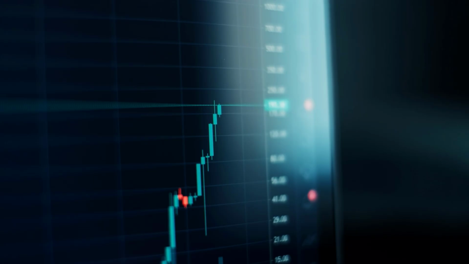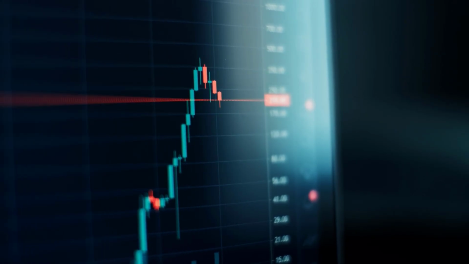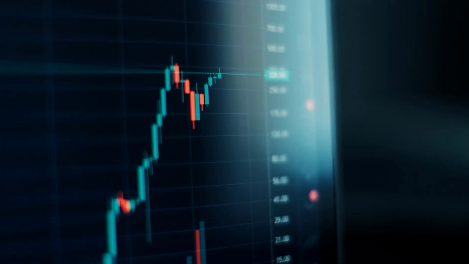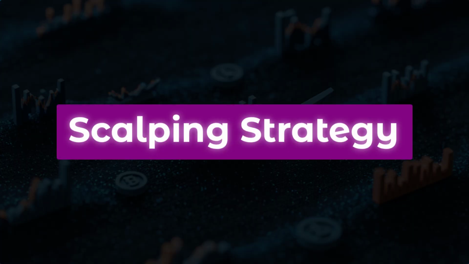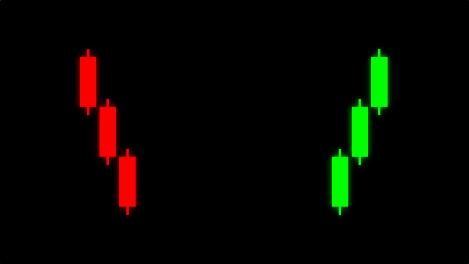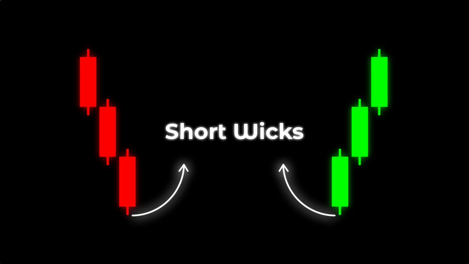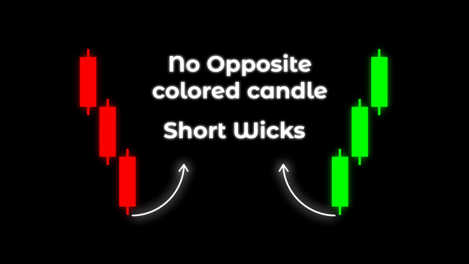Before we jump into the rules, make sure you watch this video till the end. Missing even one step breaks the entire setup. For this scalping strategy, we need 3 strong consecutive candles with large bodies. The wicks should be relatively short, the cleaner the better. Most importantly, there must be no opposite-colored candle between them. Not every candle qualifies. This setup must form clearly and decisively, with no ambiguity.